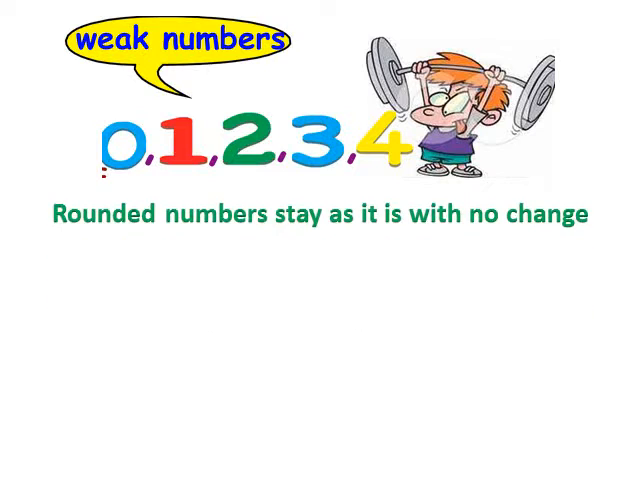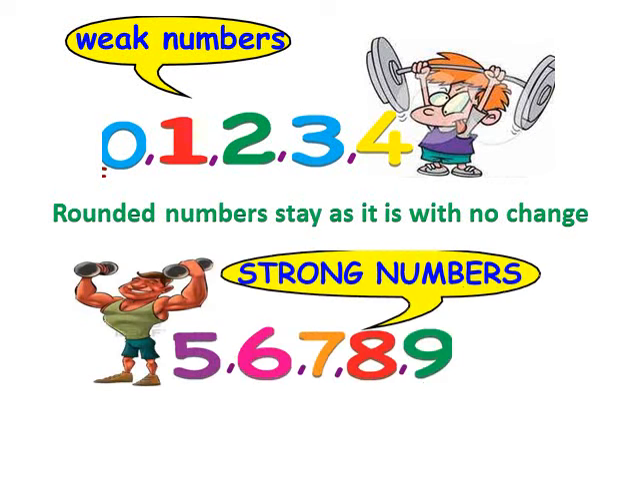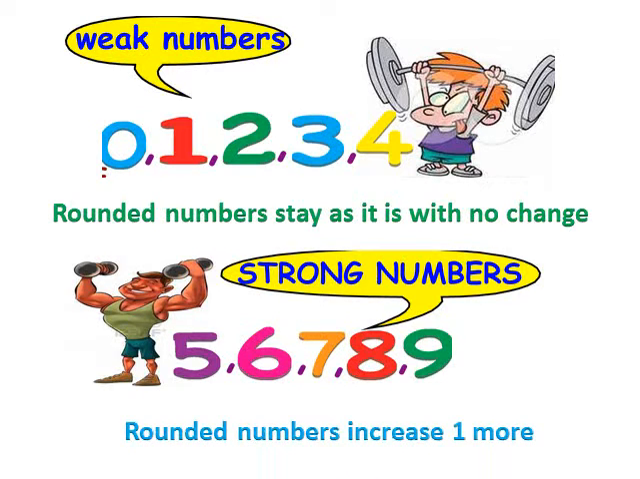What happens in this case? The number in the tens place stays as it is with no change, because these numbers are weak. They couldn't change the number in the tens place. What if the numbers to the right side are 5 or 6 or 7 or 8 or 9? These are strong numbers. What do these strong numbers do? They increase the number in the tens place by 1.